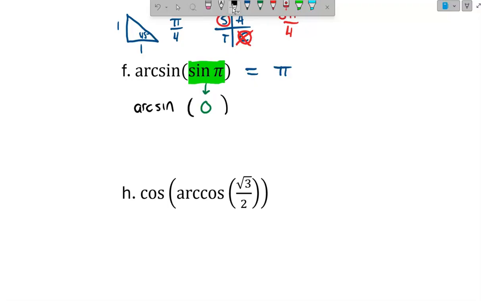Now the issue here is that sine of angle can equal 0 at 0, pi, 2 pi, and so on. But because of our domain restriction specifically being between negative pi over 2 to pi over 2, the answer we're accepting here is 0. And so the answer to this problem is 0 and not pi. So when it comes to these compositions of inverses, it's usually best to just evaluate the function from the inside out, keeping in mind those restrictions that we've talked about.